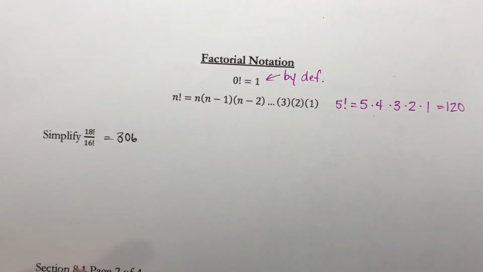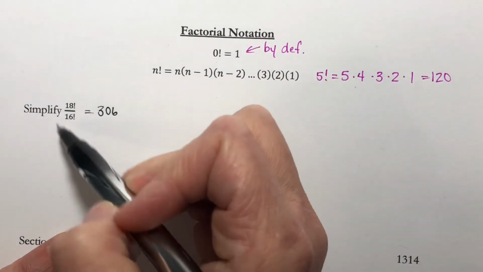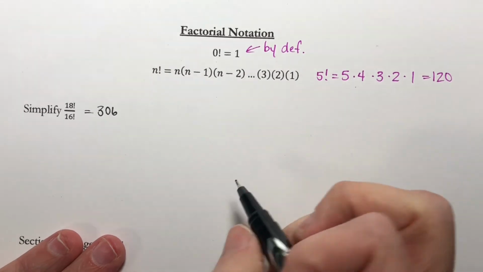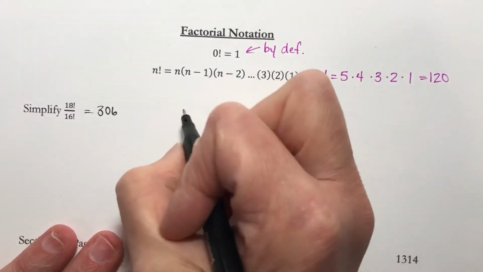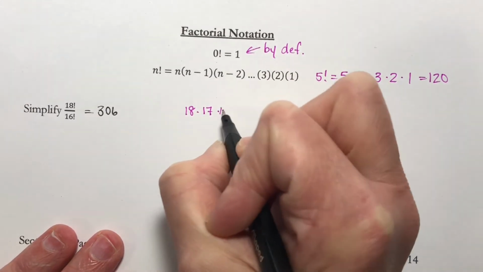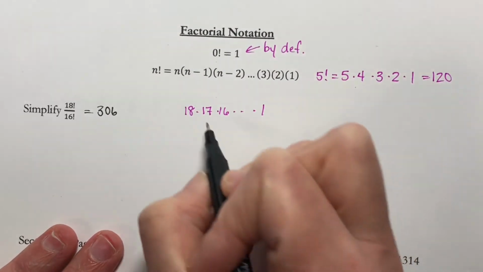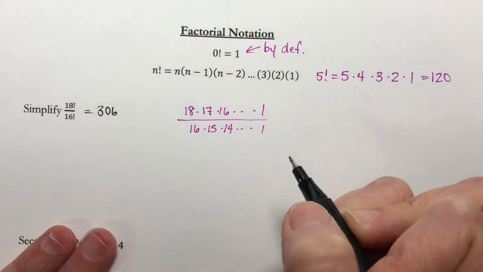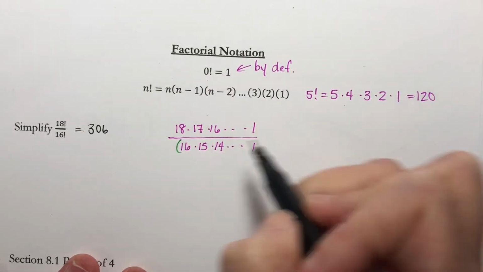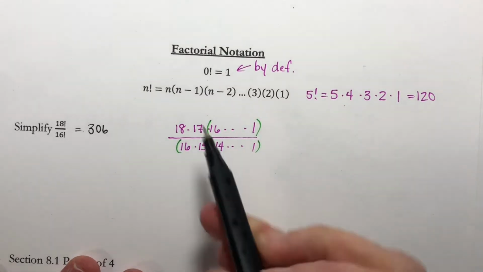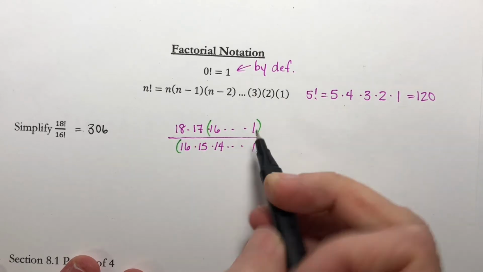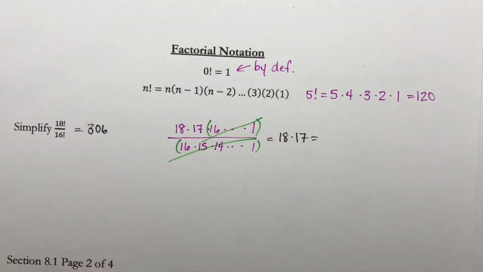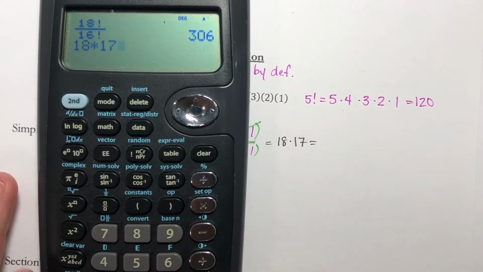But there is a trick you want to recognize here, because it is possible that you are asked to simplify a factorial that involves a number that's too big for your calculator to compute. So we have to recognize what's going on here. I'm going to write down the definition. 18 factorial is 18 times 17 times 16 and so on, all the way down to 1. 16 factorial is 16 times 15 times 14 all the way down to 1. Notice what's going to happen here. From here down, it's exactly the same as this. This would be 16 times 15 times 14 all the way down to 1, and that's exactly what I have here. So these cancel out, and your answer is simply 18 times 17. 18 times 17 is 306.